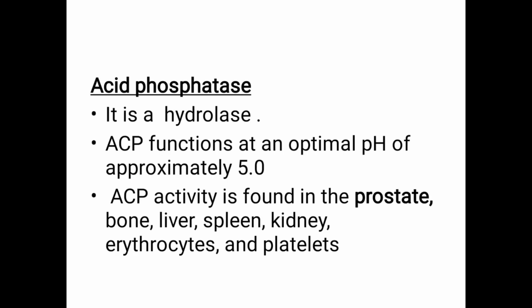So next enzyme is acid phosphatase. As the name indicates, ACP functions at an optimum pH of 5, acidic. Okay, it's a hydrolase group of enzyme. So the main important point you have to remember: ACP activity is found in prostate, bone, liver, spleen, kidney and all, but you should remember that it is present in prostate.